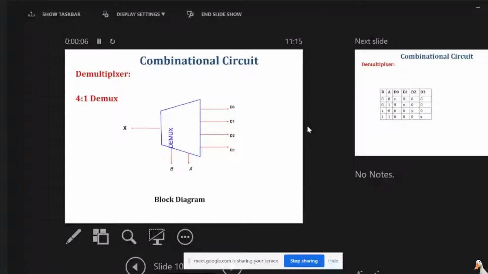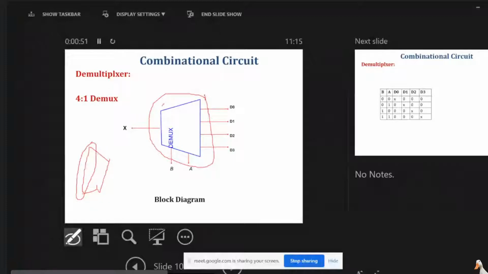So the symbolic representation is like this. We represent a demultiplexer like this. This symbol is the opposite of the multiplexer symbol. The wider side indicates that more lines are there, and the narrower side indicates that fewer lines are there. So the symbolic representation for the demultiplexer is like this, just the opposite of the multiplexer.